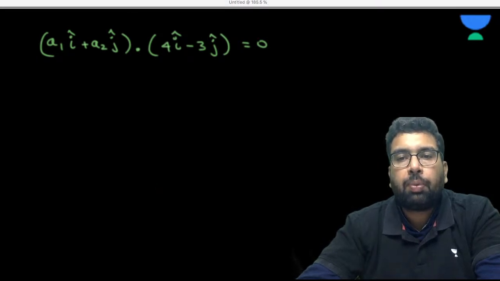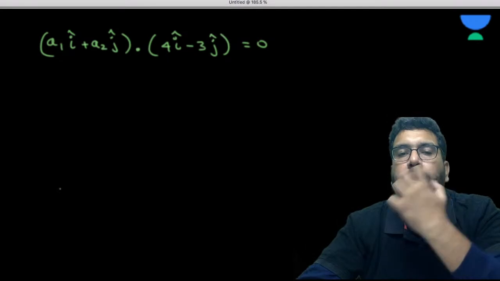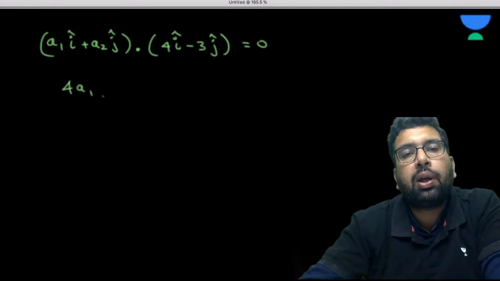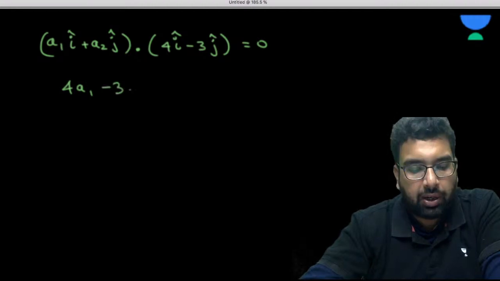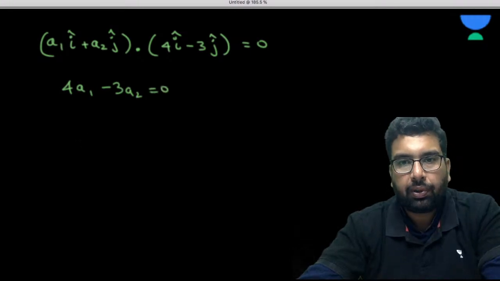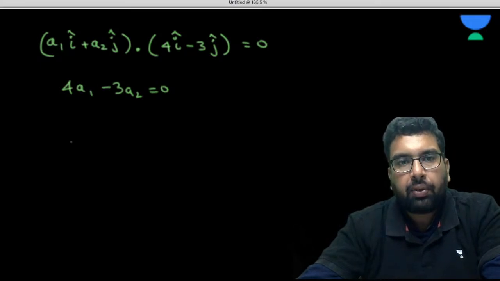When they are perpendicular to each other, their dot product is going to be 0, isn't it? So it becomes 4a1 minus 3a2 is equal to 0, isn't it, beta? Right? Wonderful. So this is one equation.